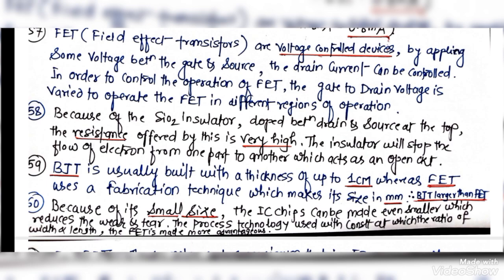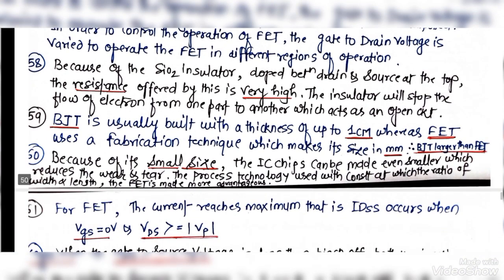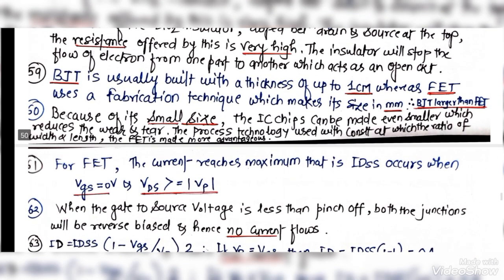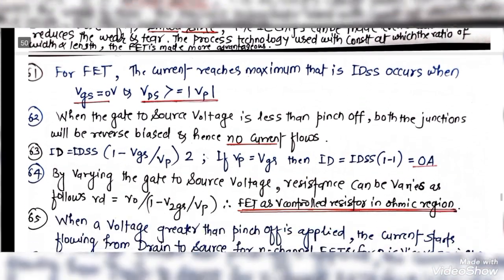BJT is usually built with a thickness of up to 1 cm, whereas FET uses a fabrication technique which makes its size in mm. Therefore, BJT is larger than FET in size. Because of its small size, the IC chips can be made even smaller, which reduces the wear and tear. The process technology used, with the ratio of width and length constant, makes the FET more advantageous.